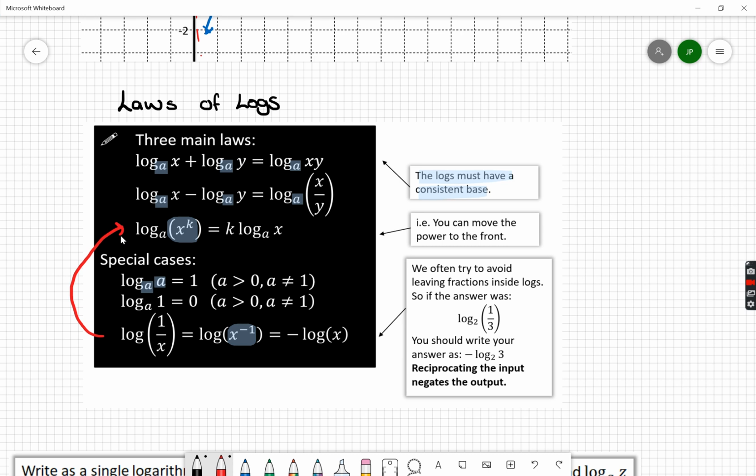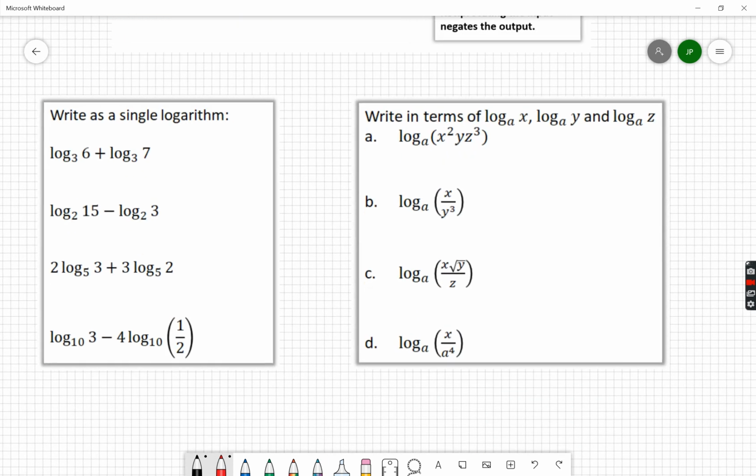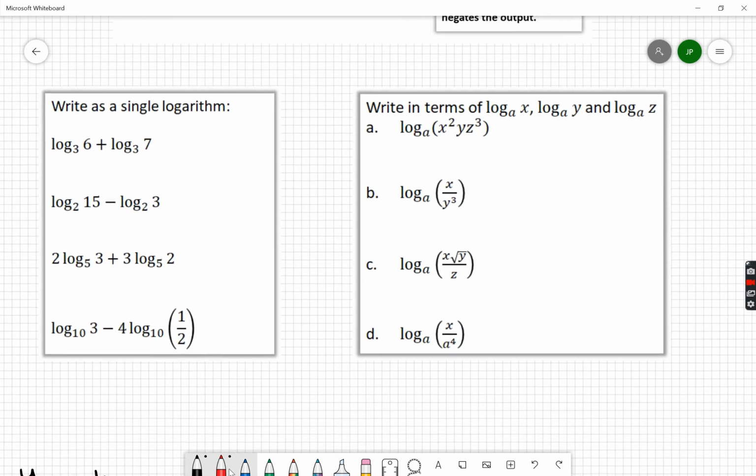Right. Let's just have a look at a few. First of all, we're going to be looking at simplifying them, so writing them as a single log. From your laws, all you need to be able to do is make sure you recognise what law you can apply to it and how we're going to do it. All we're trying to do is write our answer as log base something of a number. So we get rid of any adds, any subtracts, anything like that.